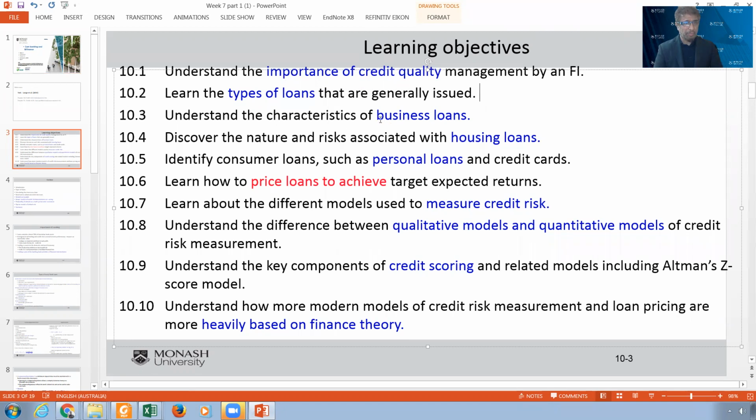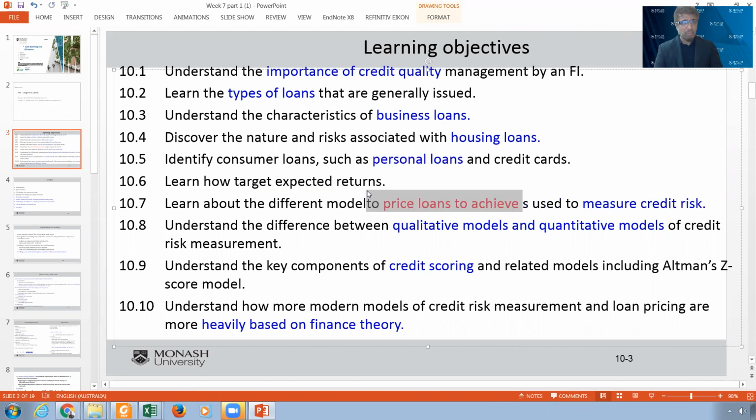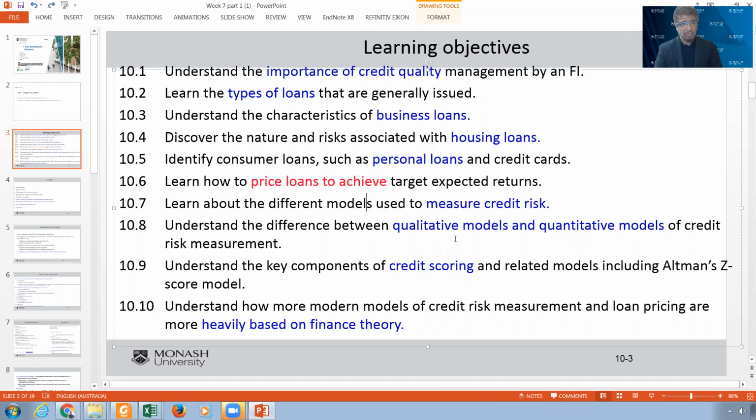We will understand the business loans, and talk a little bit about the housing loans and personal loans. But the most important thing when we start talking about risk is the price: how we price and how much interest we should charge our customer, what is the best to charge, and what are the modeling that are involved in this process. Then we will go to the measurement of the risk, which will help us with the selection risk.